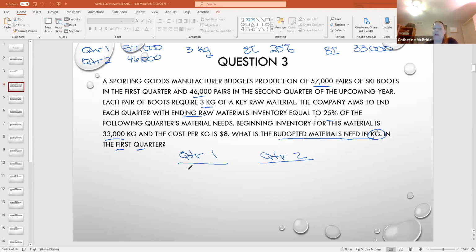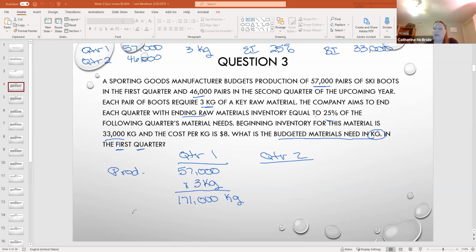So for quarter 1, we're going to take our production, which is 57,000 pairs of boots, times how much product is required for each one, so times 3 kilograms, because we're looking at not how many pairs of boots, but how much material. So we know that we need 171,000 kilograms for quarter 1, just for the 57,000 boots.